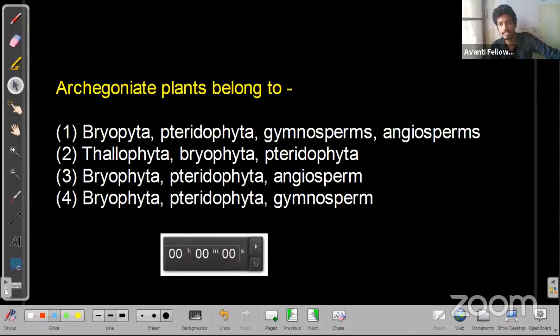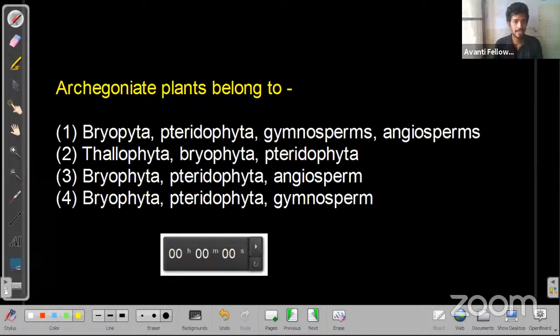Hi, Hemant. The time is over. I'm ending the poll. So many guys gave the correct answer and so many gave the wrong answer also. I'm sharing the result. 19% chose option A, 3% B, 13% C, and 64% D. Yes, most of you are correct. So we will think about it.